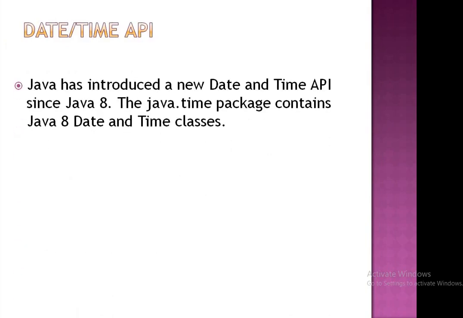And also there are some changes in the date time API. Java has introduced a new date time API since Java 8. The java.time package contains the Java 8 date and time classes. Some date and time classes are added in the java.time package.